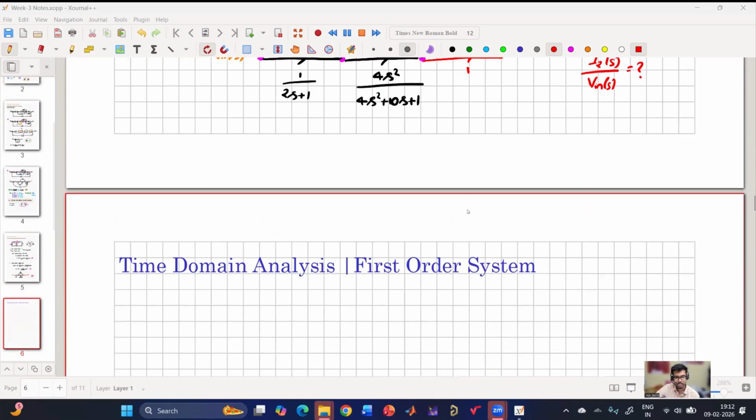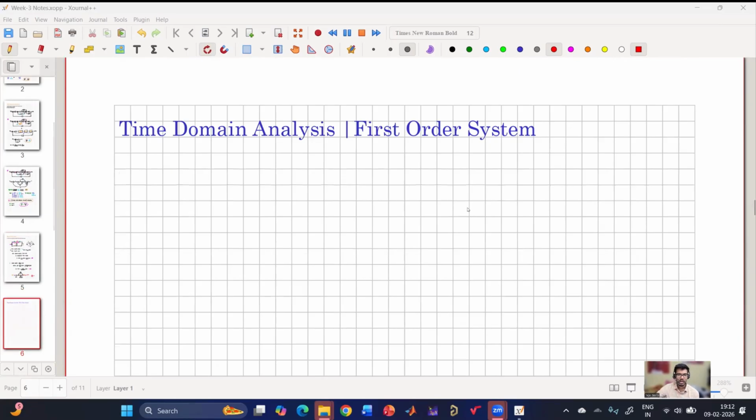Thank you, sir. Okay. So if there are no more doubts, then we can move to time domain analysis. And what is time domain analysis? Basically, we are finding the step response and impulse response of a first order system, and then we'll see what its time domain expression is. First order systems are simpler, but when we go to the second order system, there are different types of systems. We'll also look into that. First, let us start with a first order system.